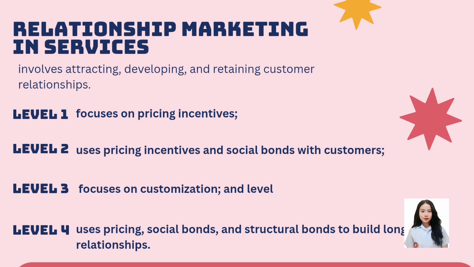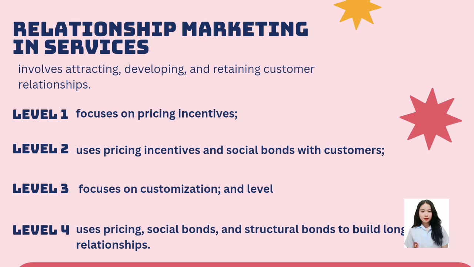Level 2 is pricing incentives plus social bonds. At this level, companies still offer pricing deals, but they also start creating a social connection with customers. Employees might know customers by name, remember preferences, and make the experience personal. Example, your local barber knows your usual haircut style and asks about your family. The main goal is to build emotional loyalty, not just financial loyalty.